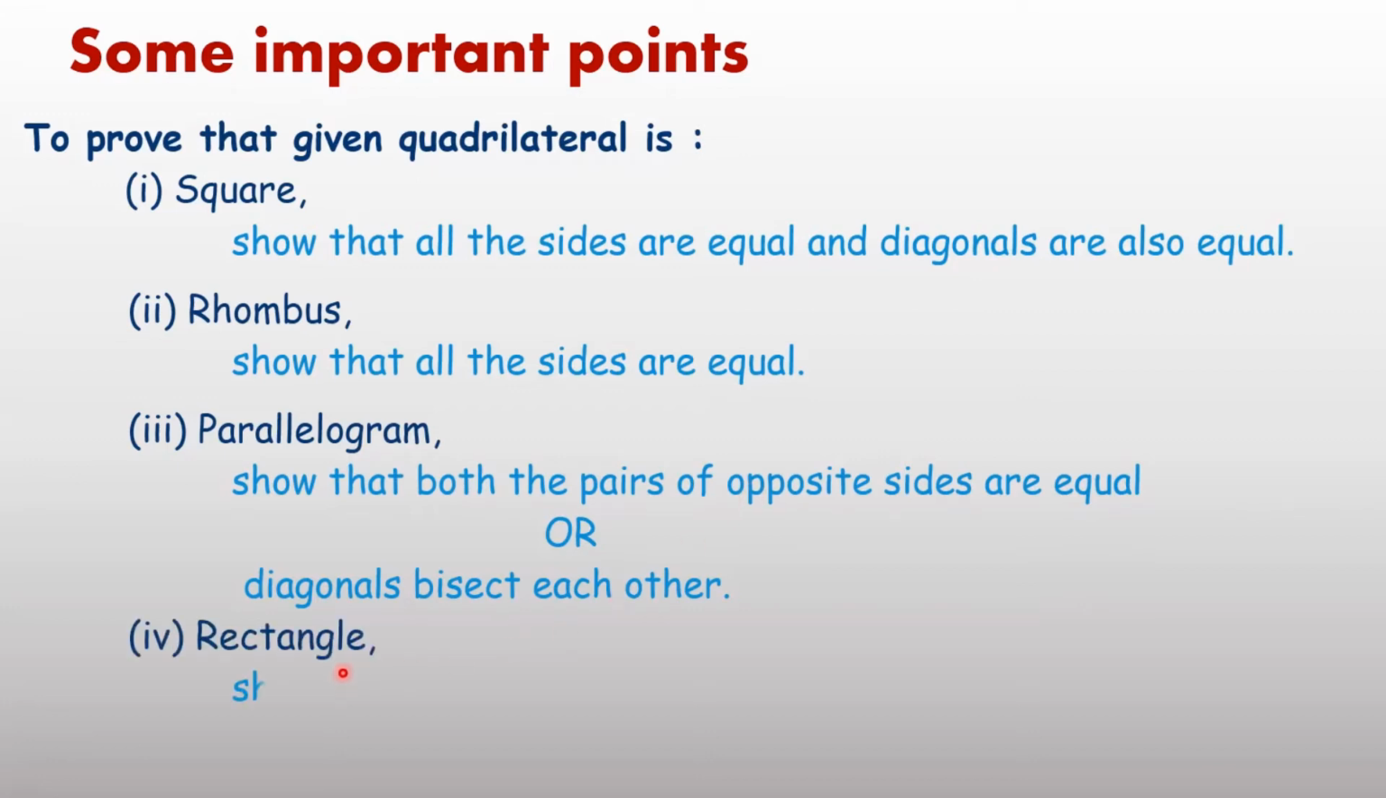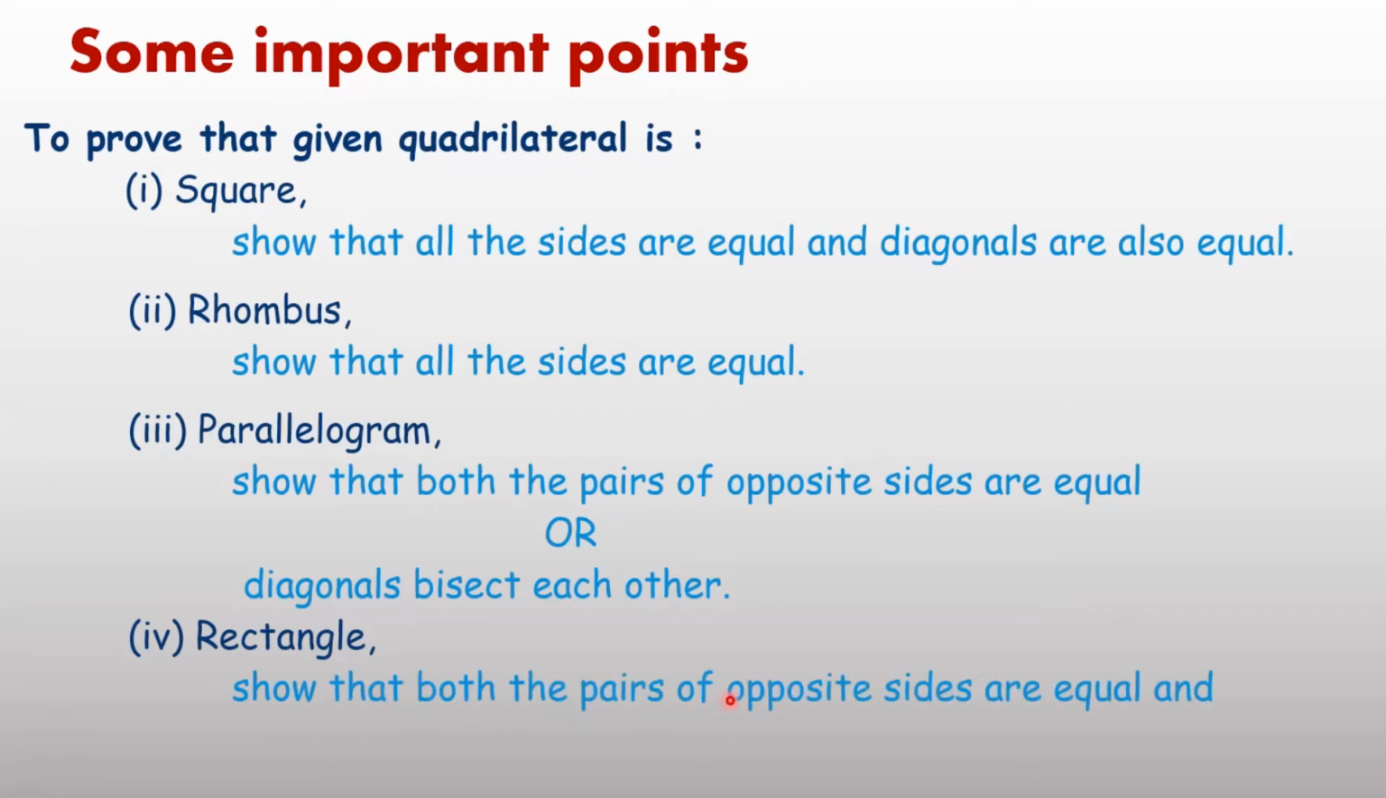And for a rectangle, if opposite sides are equal and diagonals are also equal, then we can say it is a rectangle. In case of a parallelogram, diagonals may or may not be equal. These four things you should remember. If coordinates of A, B, C and D are given, you have to prove square, rhombus, parallelogram and rectangle. You should remember these conditions so that you can easily solve and confirm whether the given quadrilateral is a square, a rhombus, a parallelogram or a rectangle.